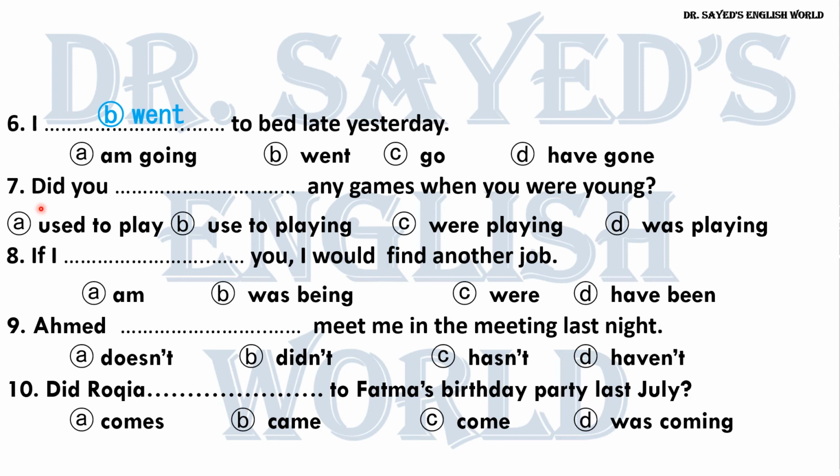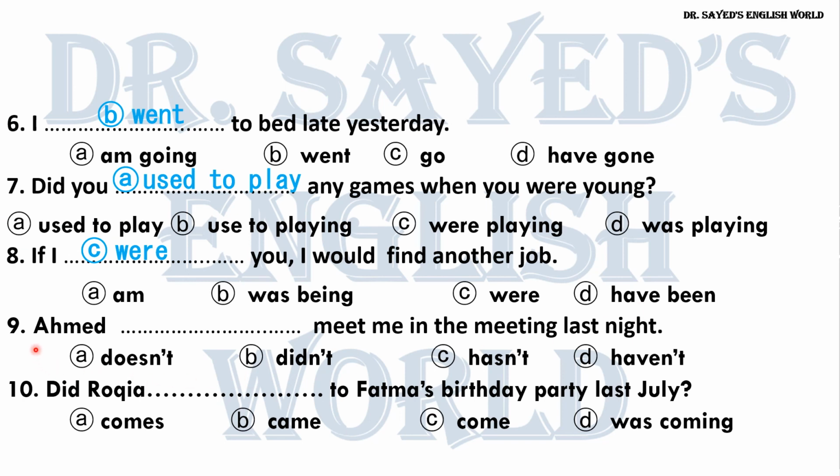Number seven: Did you any games when you were young? The right answer is: did you used to play. Number eight: If I you, I would find another job. If I am, was being, were, have been. The right answer is: if I were.